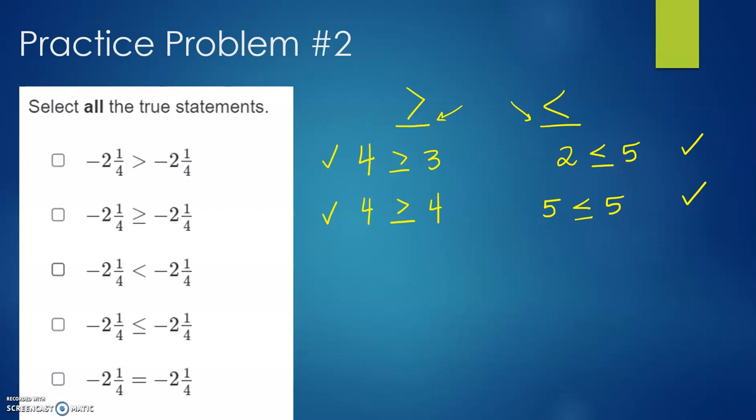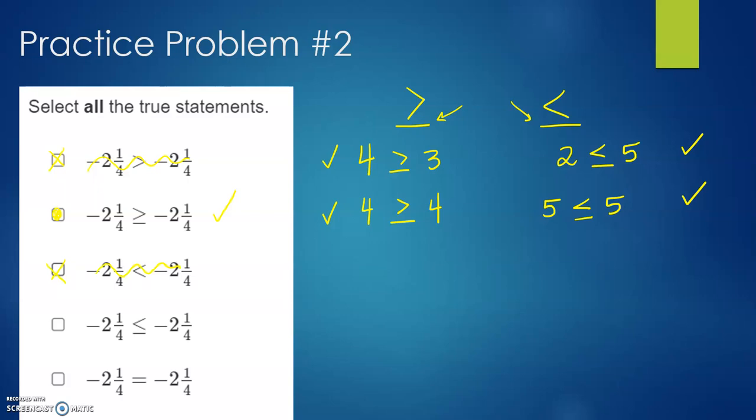Okay, so if we look over here on the right, this says negative 2 1/4 is greater than negative 2 1/4. No, that's not true because they're equal to each other. So we would not want to choose that one. Choice B, negative 2 1/4 is greater than or equal to negative 2 1/4. We do want to choose this one because they're equal to each other, and that's one of the choices. Negative 2 1/4 is less than negative 2 1/4. No, that's not a true statement because they're the same number.